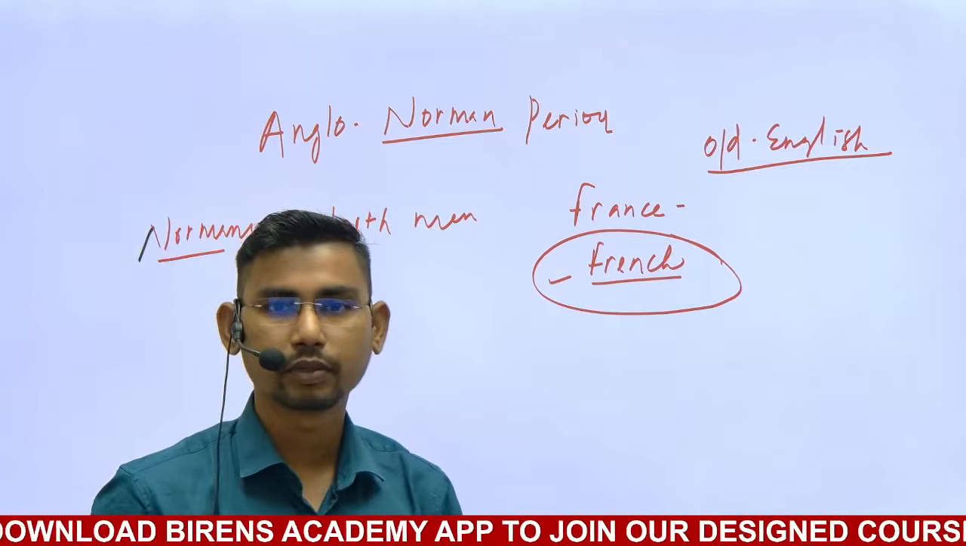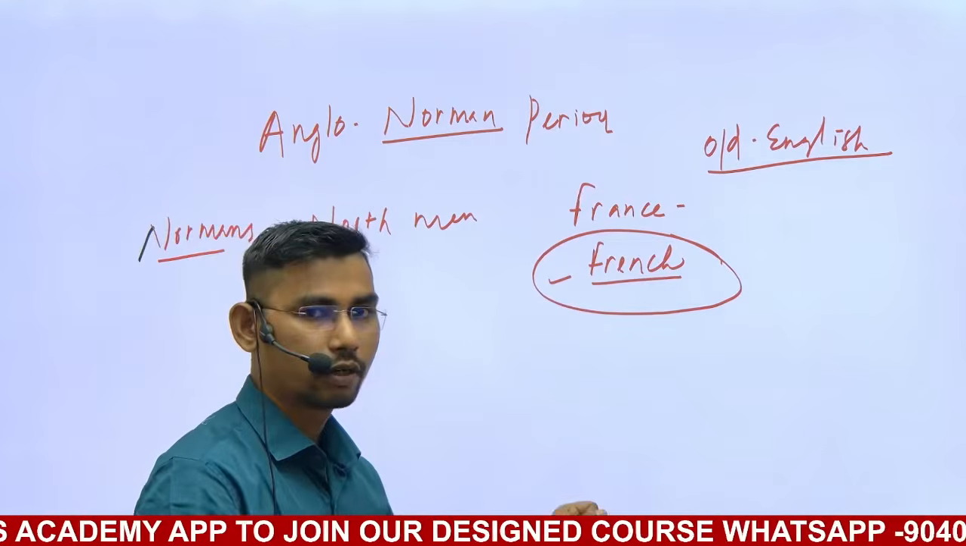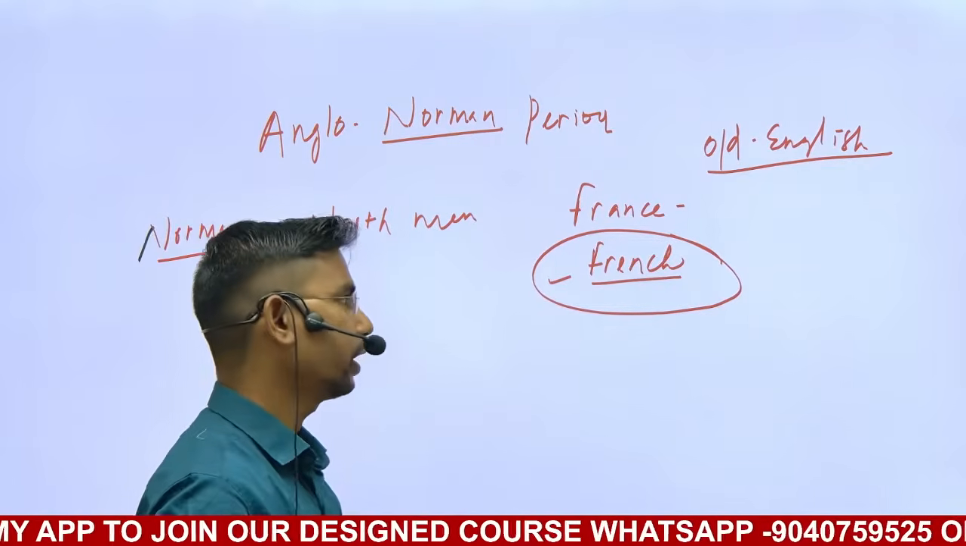Okay, Old English became the language of the weak, and French language became the language of the office, the language of the court, and the official language of the land.